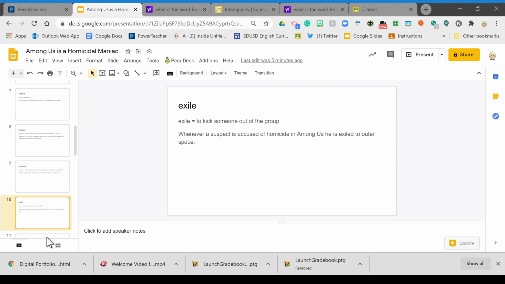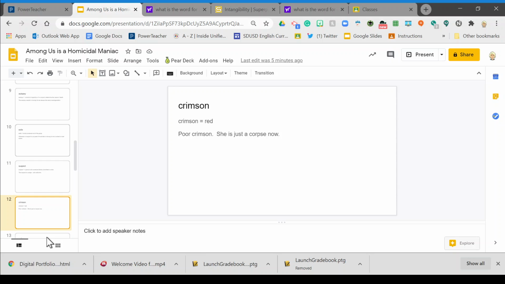Exile. Exile means to kick someone out of the group. Whenever a suspect is accused of homicide in Among Us, he is exiled to outer space. Suspect. The suspect is a person who someone thinks committed a crime. The suspect is orange. Let's exile him.